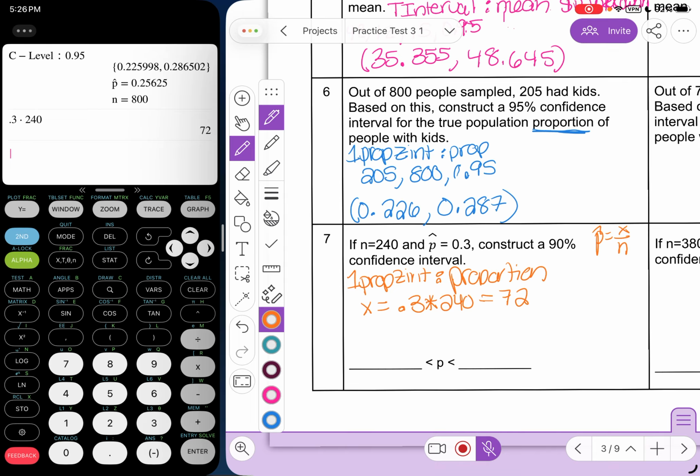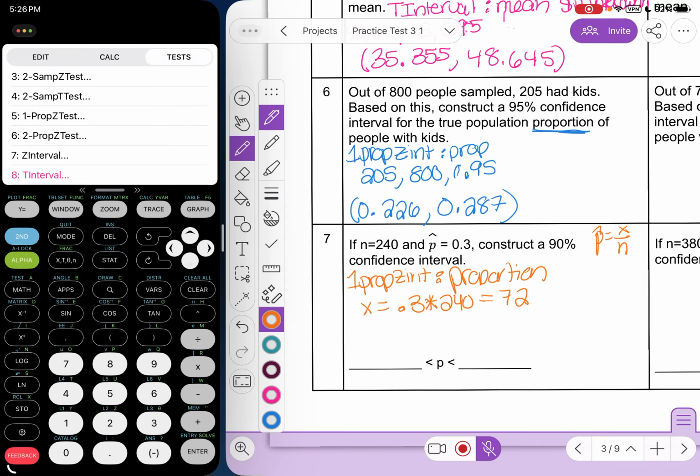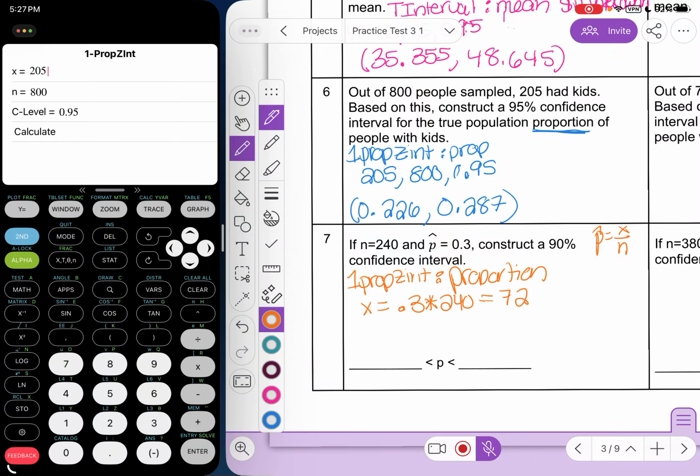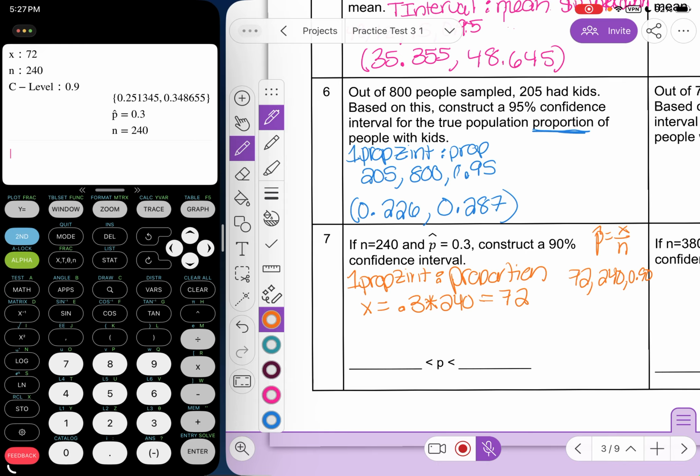If we had gotten a decimal, we'd have to round to the nearest whole number because you have to put whole numbers in. So in the calculator, stat, tests, one prop z int. So x is going to be 72. N is 240. And this time we're doing a 90% confidence interval. Calculate. So we're going from 0.251 to 0.349. So that's just a different way to do it if they give you a percent instead of the x.